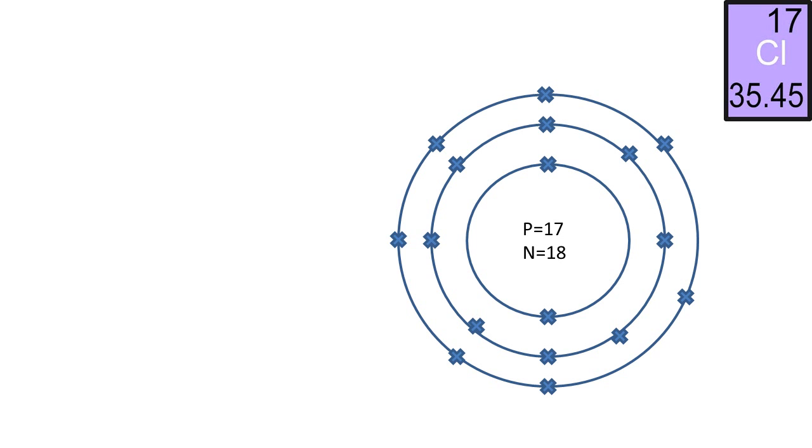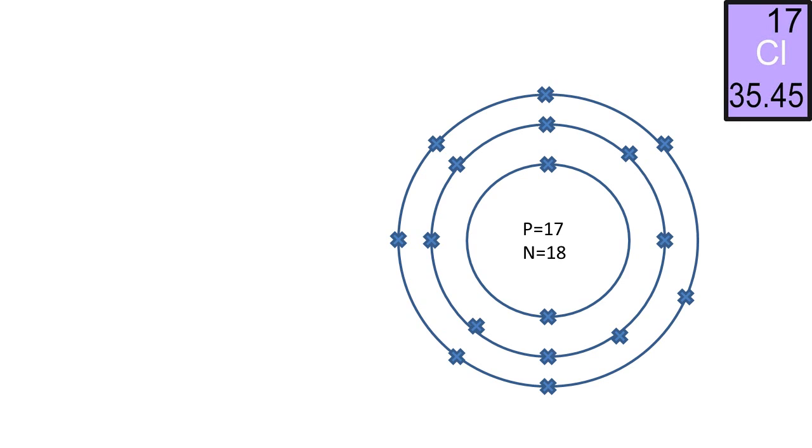Chlorine here, you can all draw this. We've got 17 and 35. Remember, we just round down to 35. So there are 17 protons. The whole nucleus weighs 35. So if the whole middle bit weighs 35 and 17 of those 35 are protons, you should be able to easily work out how many neutrons there are, and there's 18.